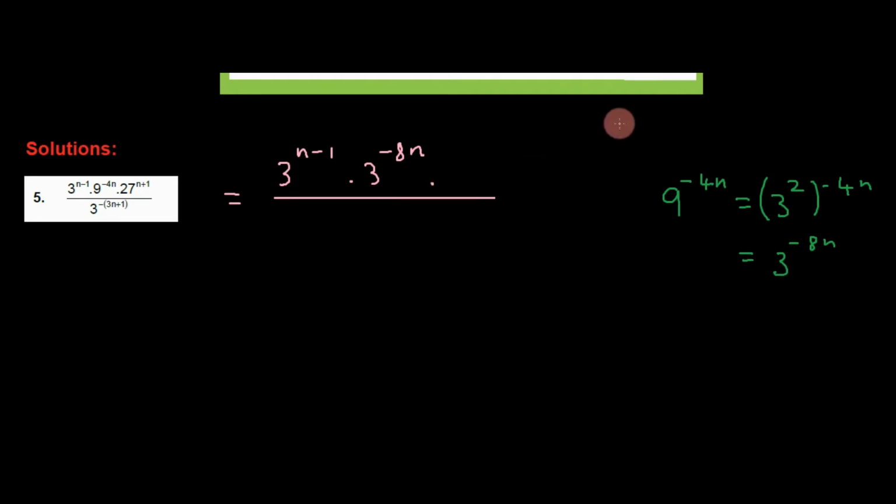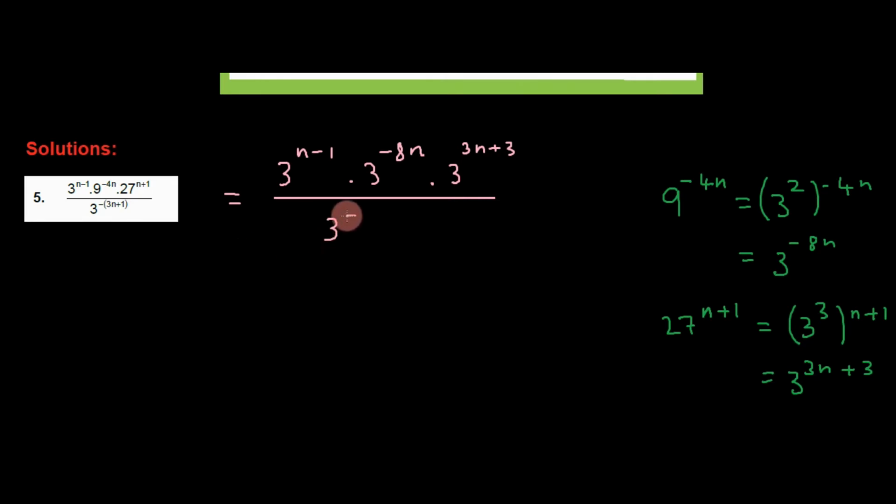Then we can use prime factors of 27. So 27 to the n plus 1 we can write as 3 cubed to the n plus 1. And this is 3 to the 3n plus 3 when we multiply the powers. So 3 to the 3n plus 3. In the denominator, we still have 3 to the negative 3n plus 1.